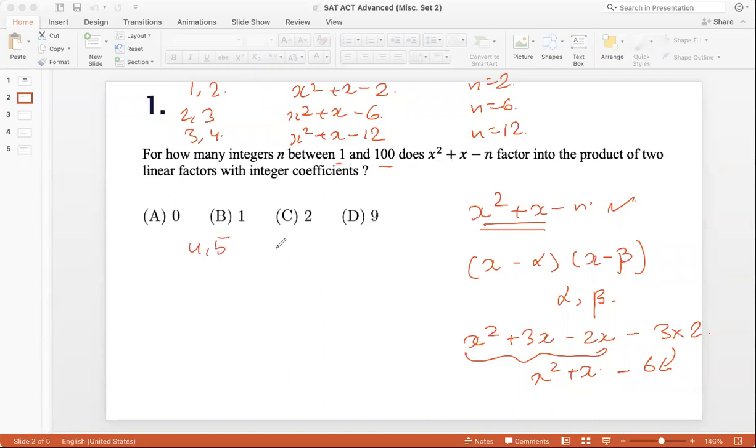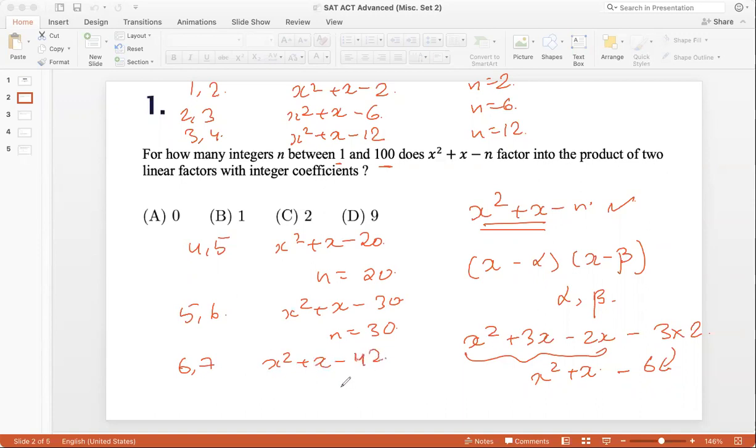Four and 5. So x squared plus x minus 20. So n is 20. 5 and 6, x squared plus x minus 30. So n is 30. 6 and 7, x squared plus x minus 42. So n is 42. 7 and 8, x squared plus x minus 56. So n is 56.